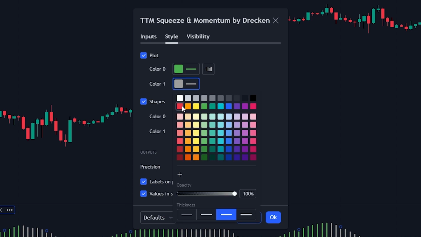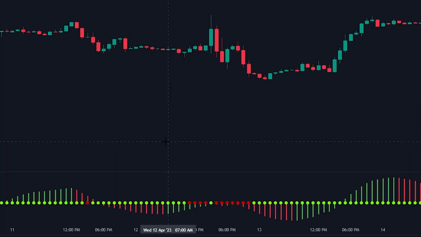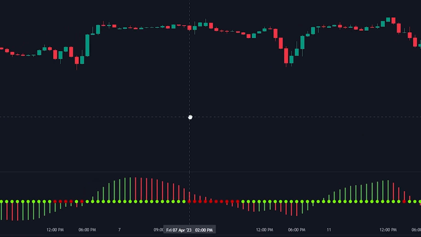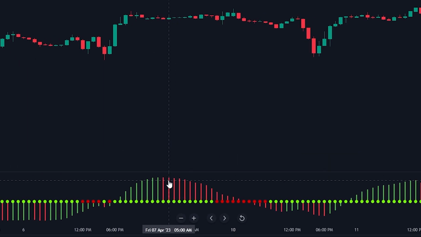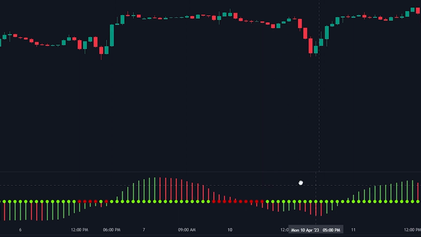Now let's see how this indicator works. The indicator has two main parts. The first one is the momentum histogram, which is a smooth momentum oscillator that is made to indicate whether the breakout will happen upwards or downwards. Whenever the lines are green and are above the zero line, that indicates that there is positive momentum in the market. Whenever the lines are red and are under the zero line, that indicates that there is negative momentum in the market.